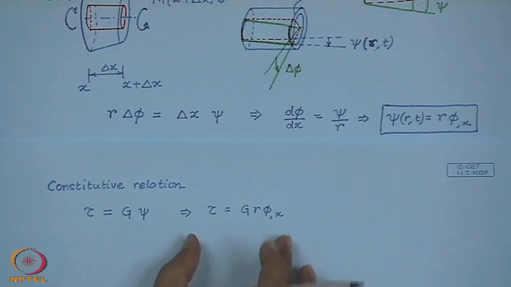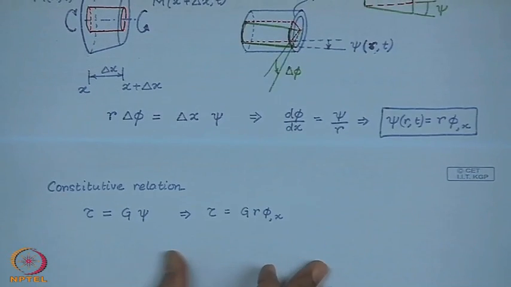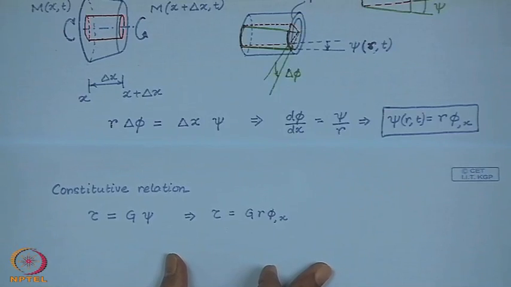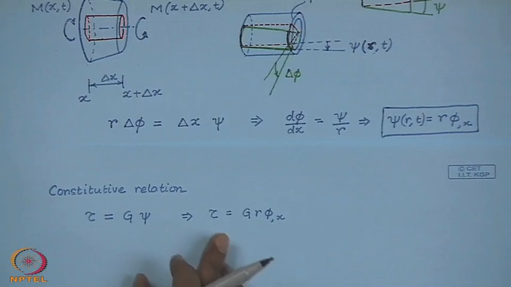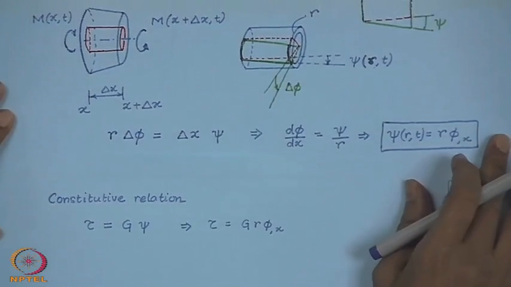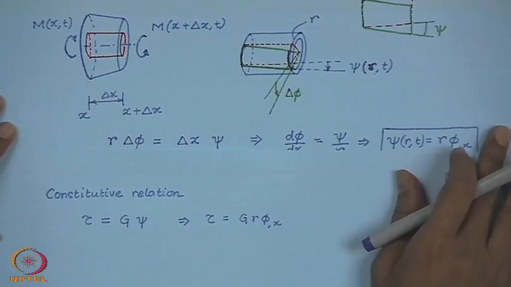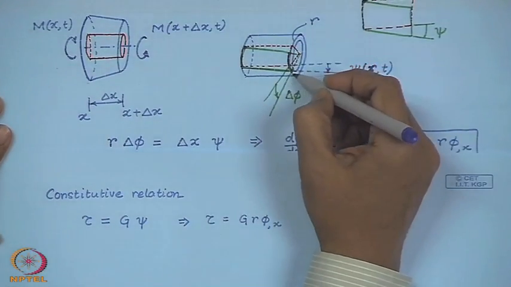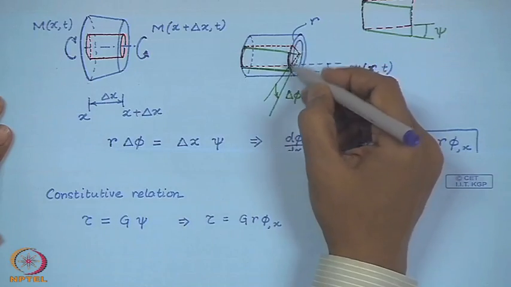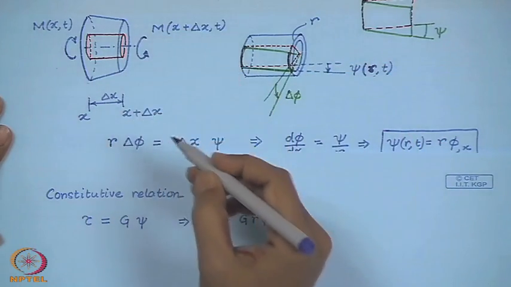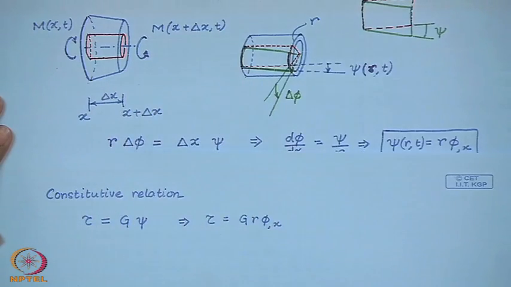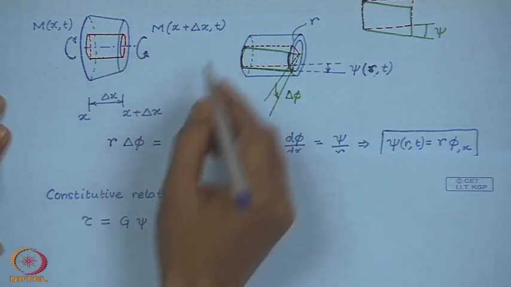So, once I have the shear stress, I can multiply this shear stress with this area and integrate over the whole face to get the moment, the torque in the bar.